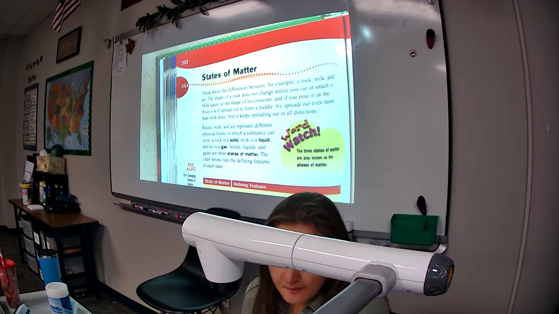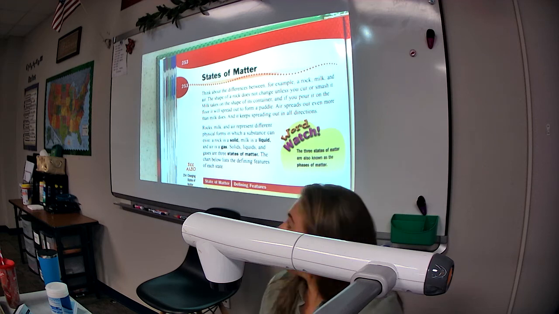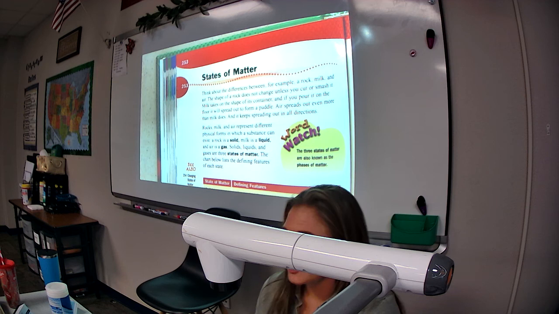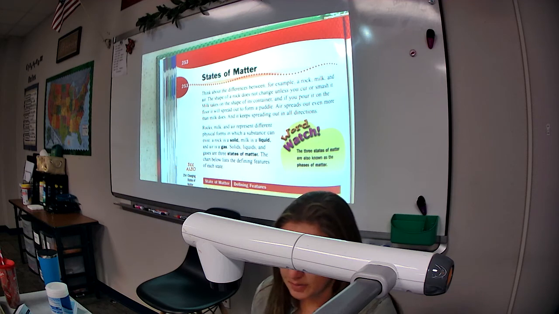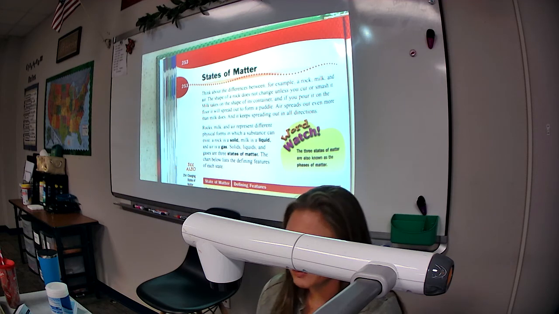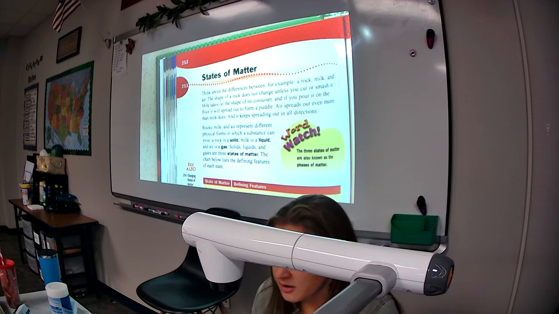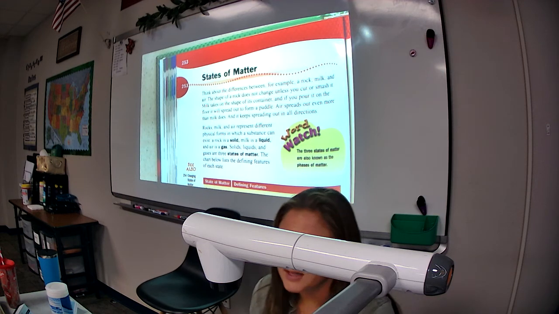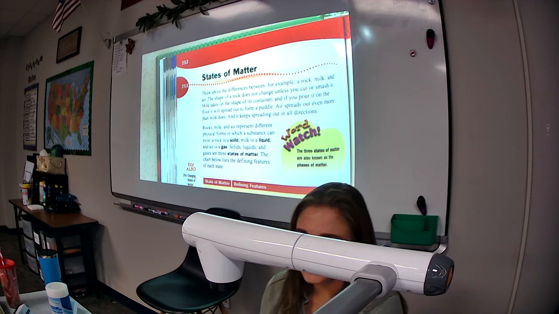All right, states of matter. Moving on. Think about the difference, for example, between a rock, milk, and air. The shape of a rock does not change unless you cut or smash it. Milk takes on the shape of its container. And if you pour it out on the floor, it will spread out to form a puddle. Air spreads out even more than milk does. And it keeps spreading out in all directions.